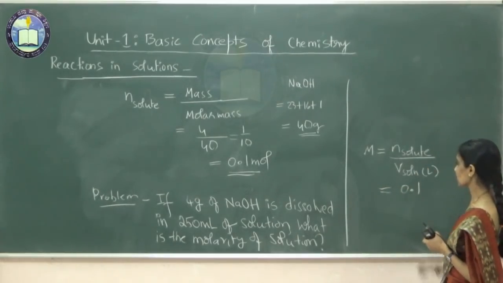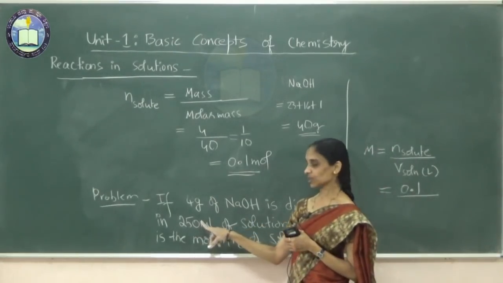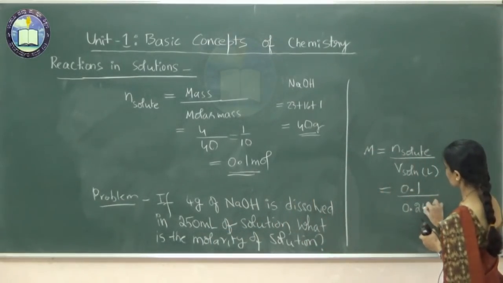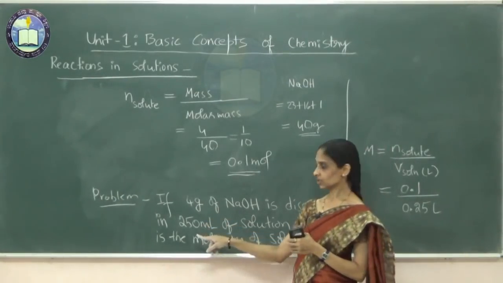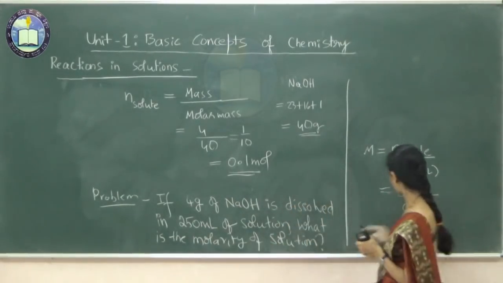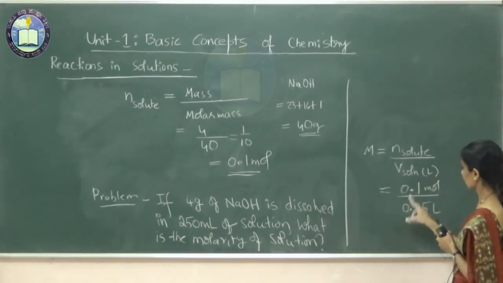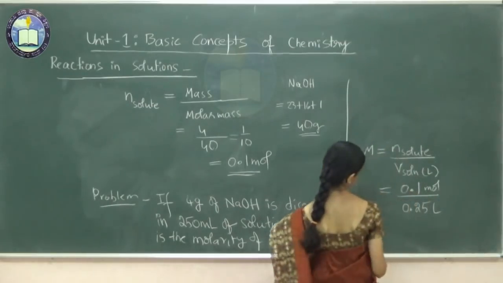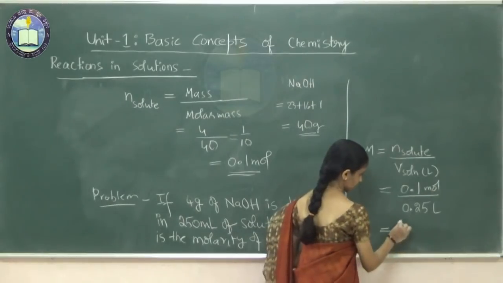Number of moles is known to us, it is 0.1. Solution volume is 250 ml. How much is it in liters? It is 0.25 liters. Is it not? How do you do the conversion? Divide 250 ml by 1000. Then you get 0.25 liters. This is 0.1 mole divided by 0.25 liter. So, that comes out to be how much? You do it using a calculator.